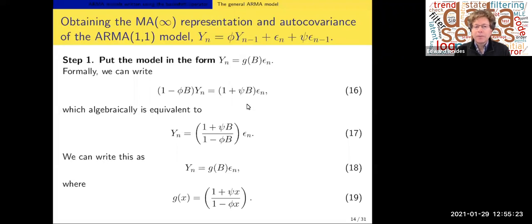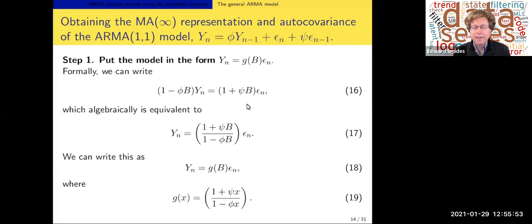And this is at least algebraically equivalent to dividing through by 1 minus phi b, whatever that means. And we get y_n is (1 plus psi b) over (1 minus phi b) epsilon_n, or y_n is g of b epsilon_n, where g of x is (1 plus psi x) over (1 minus phi x). Now, you recognize this from our discussion of general Taylor series, right?